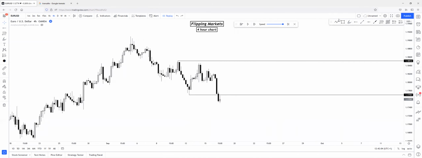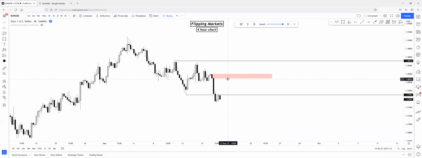So we have a new supply zone because it created inefficient movement, break of structure, and actually it didn't sweep any liquidity, but this is a really huge inefficiency. So this will be a valid zone. So let's just mark out the candle.